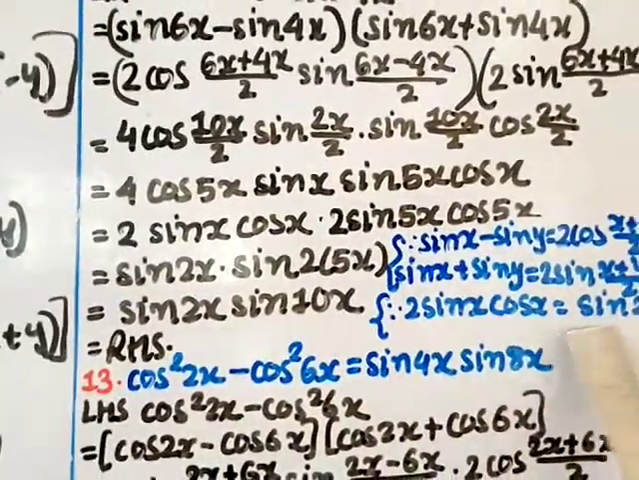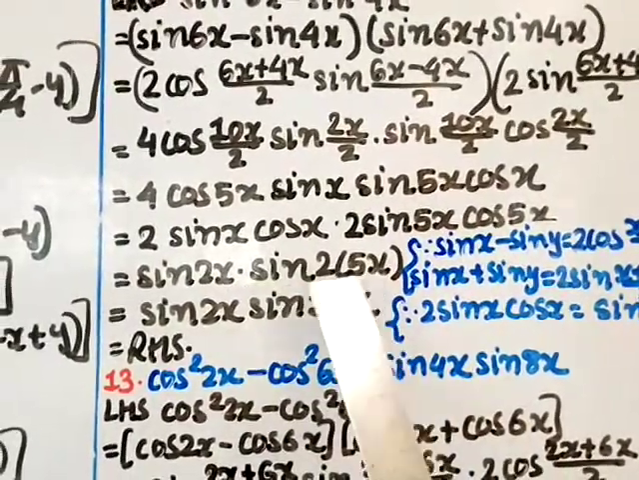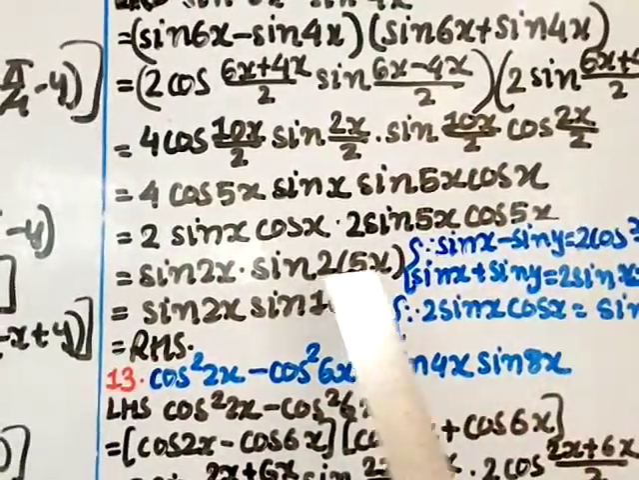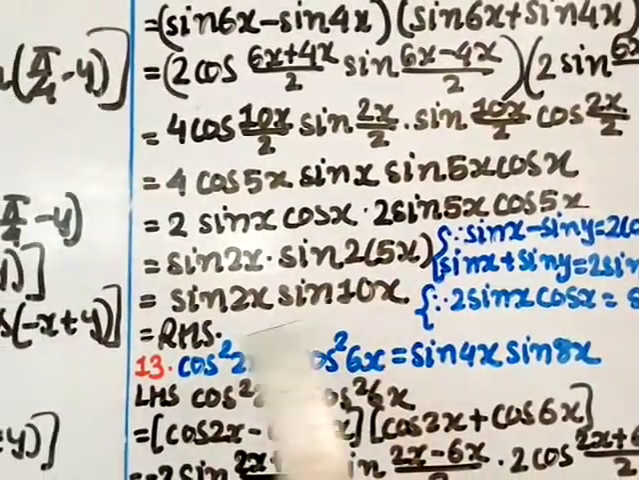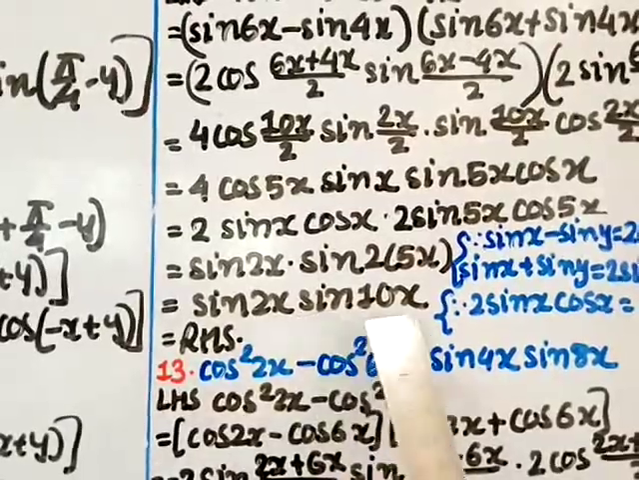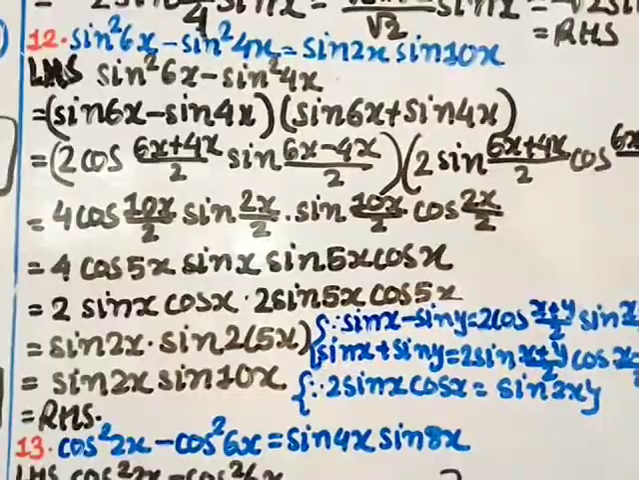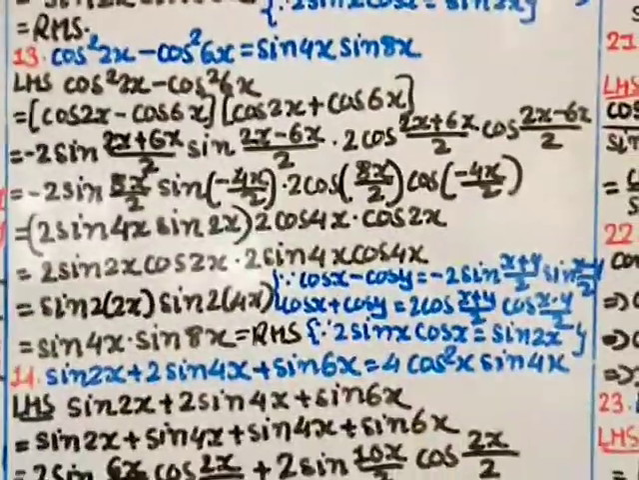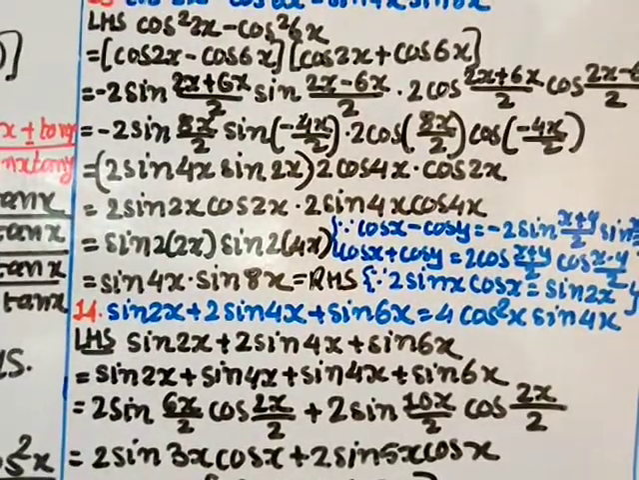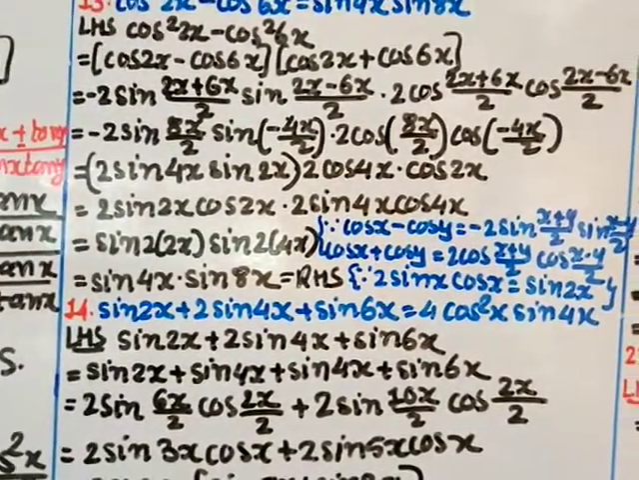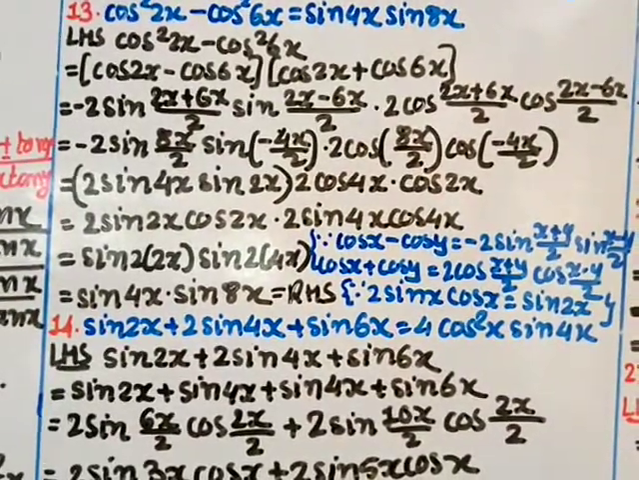And this answer also is sine 2x, but instead of x here 5x, so I write sine 2 into 5x. 2 into 5 gives you 10x, right? So the answer is sine 2x sine 10x, and that is what you have to prove. So that is the solution for question number 12. Question number 13. Cos square 2x minus cos square 6x is equal to sine 4x sine 8x. Left hand side cos square 2x minus cos square 6x.